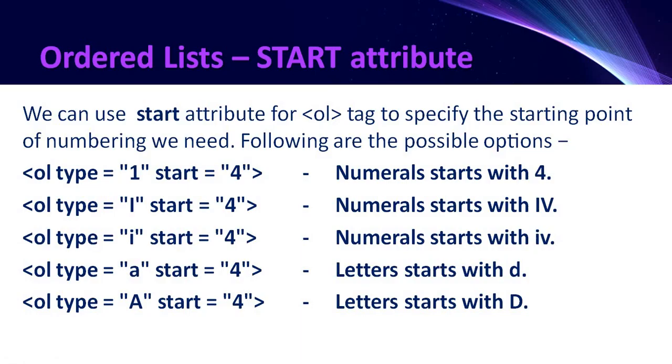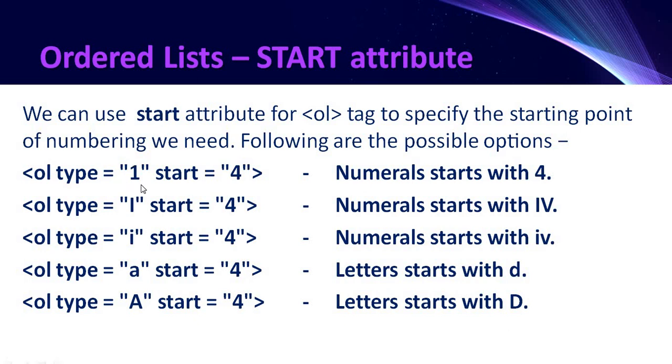And a special attribute is called the start attribute. The start attribute is specified along with the OL tag just to specify the starting point of the numbering. Suppose I don't want my numbers to start from 1, I want them to start from 4, then I could give the OL type attribute equal to 1 and my starting point as 4, which means my list items will start from 4, 5, 6, and likewise it will keep incrementing.